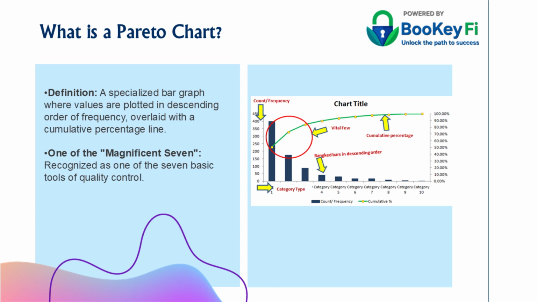critical 80% mark. It isn't just another graph, it is officially recognized as one of the Magnificent Seven, the 7 basic tools of quality control. These tools were popularized by quality pioneers like Kaoru Ishikawa because they are simple enough for anyone to use, yet powerful enough to solve the vast majority of process-related issues. By using a Pareto chart, you aren't just looking at a report, you are using a globally standardized method to separate the signal from the noise.